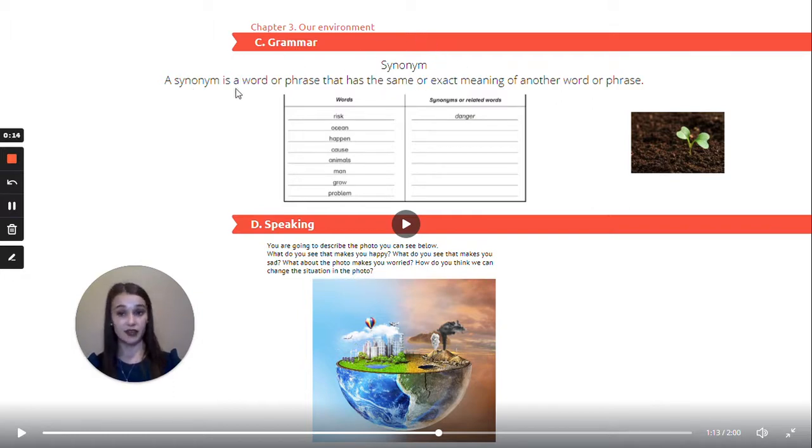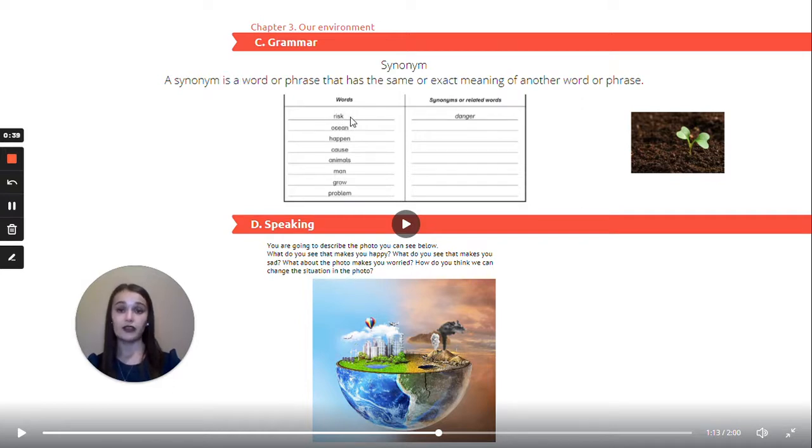A synonym is a word or phrase that has the exact same meaning as another word or phrase. This means that even if I take one word from a sentence and replace it with a synonym, the sentence will still have the same meaning. Let's try it with examples provided.